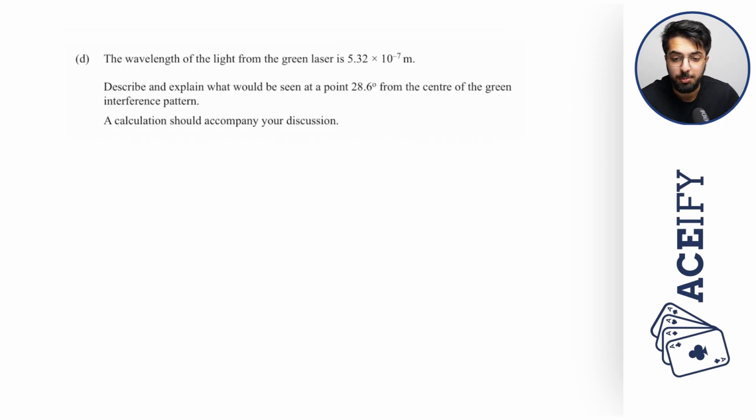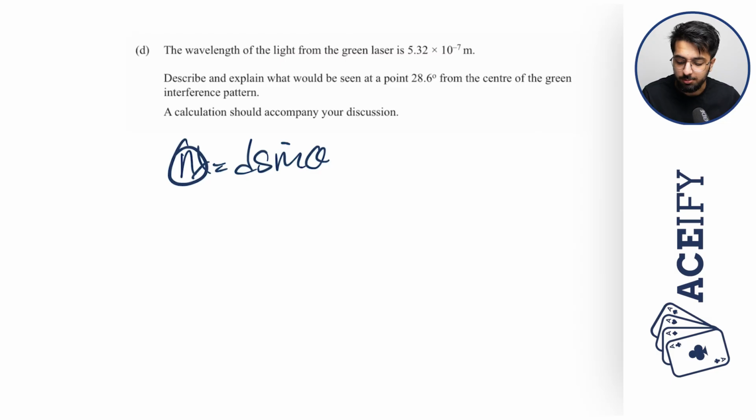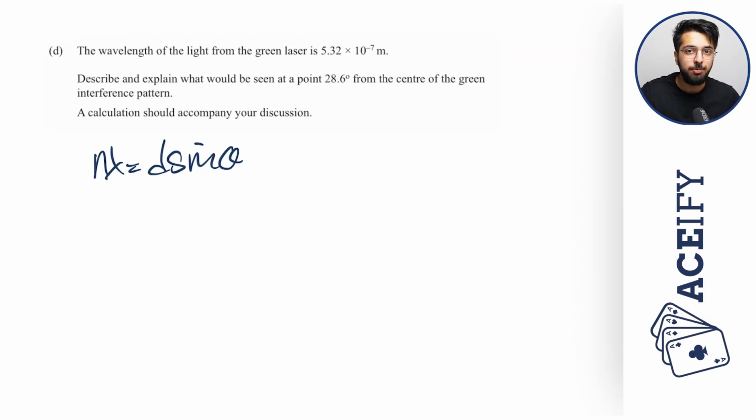The wavelength of light from a green laser is 5.32 times 10 to the negative 7 meters. Describe and explain what would be seen at a point 28.6 degrees from the center of the green interference pattern. A calculation should accompany your answer. Alright, so for this, we're obviously going to use our equation n lambda is equal to d sine theta, okay? We are given our theta value. What we're trying to find is our n value, okay? If our n value is a perfect whole number, therefore we have reached a maxima, okay?